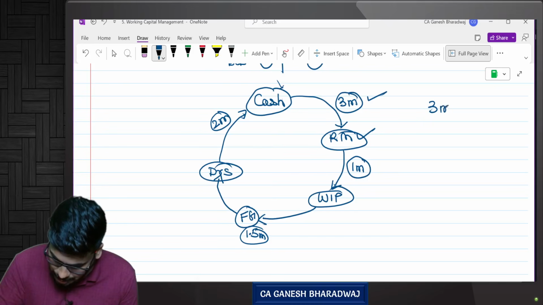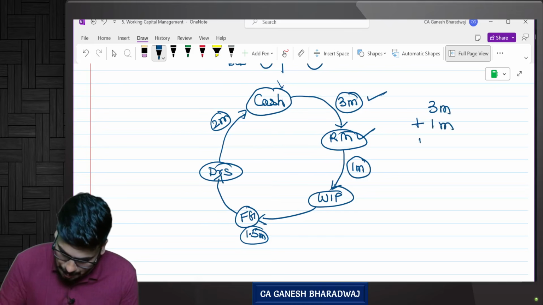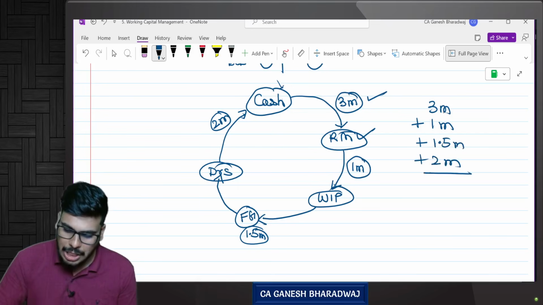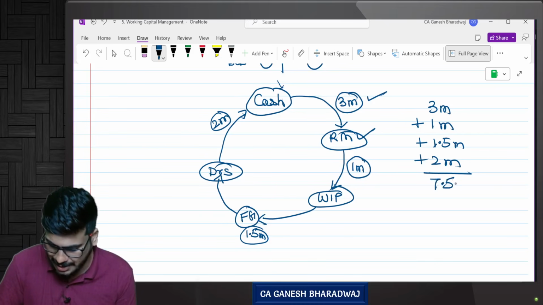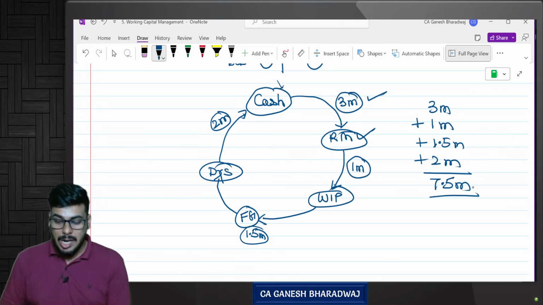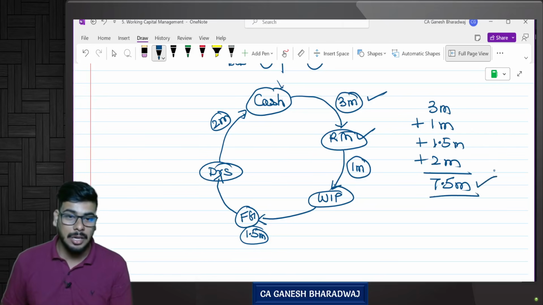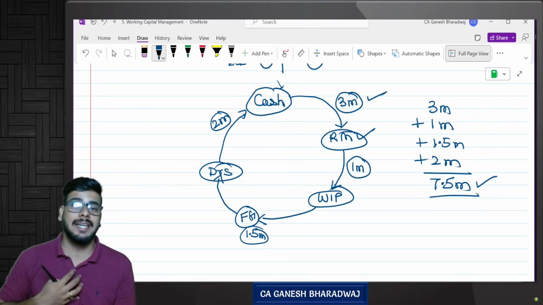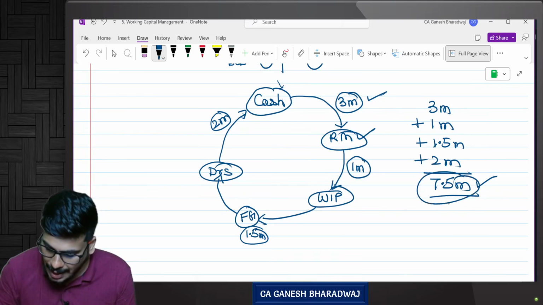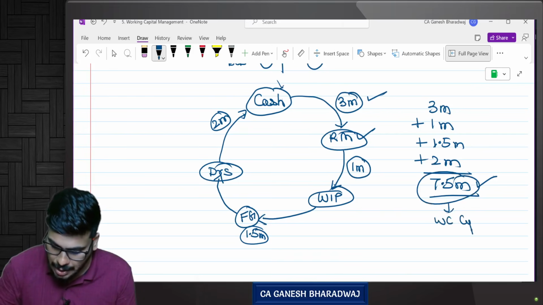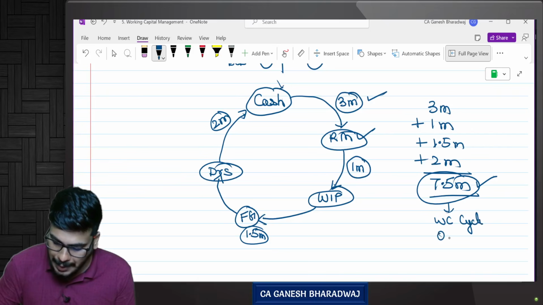It takes 3 months plus 1 month plus 1.5 months plus 2 months, correct? So 3 plus 1, 4 plus 1.5, that's 5.5 plus 2, 7.5. So in this example, technically it takes 7.5 months for me to get back my cash. The time period that I take to actually bring my cash back into my business is called the working capital cycle. It is also known as the operating cycle.